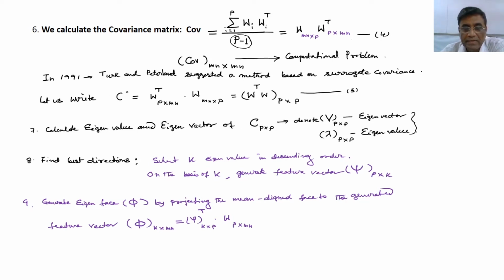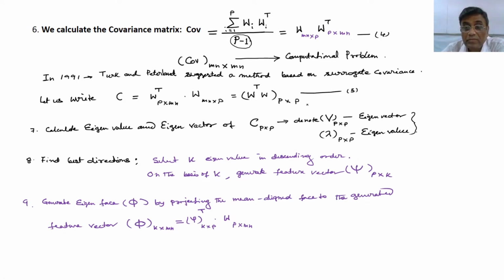The idea is this. Instead of multiplying W with W transpose, why can't we multiply W transpose with W? Because as far as eigenvalue decomposition is concerned, it is the same. So if you do that, then C, which is incidentally called the surrogate covariance matrix, equals W transpose W, and the dimensions become P cross P.